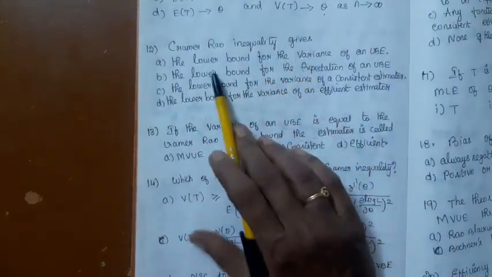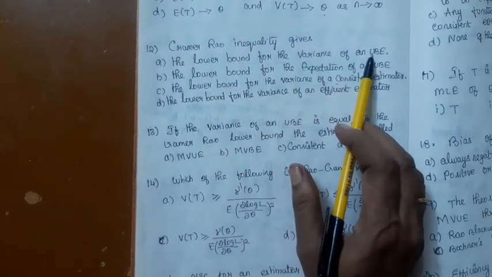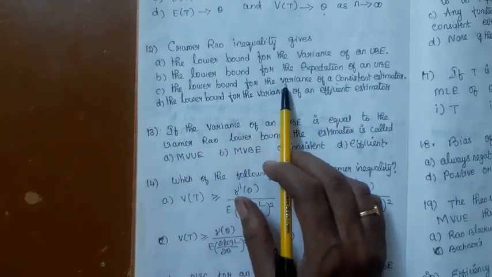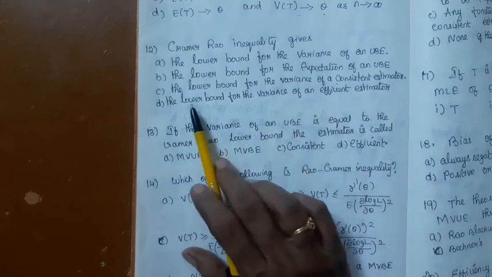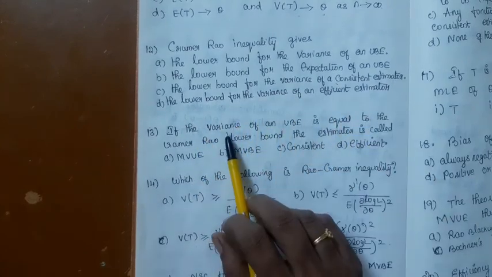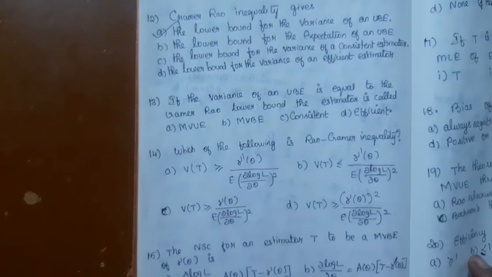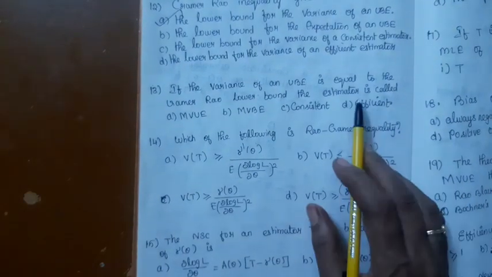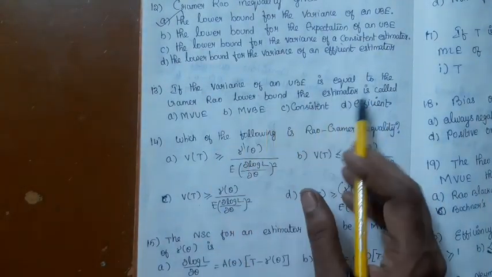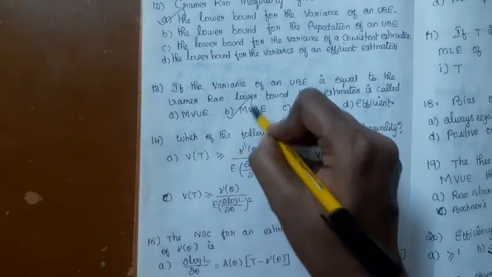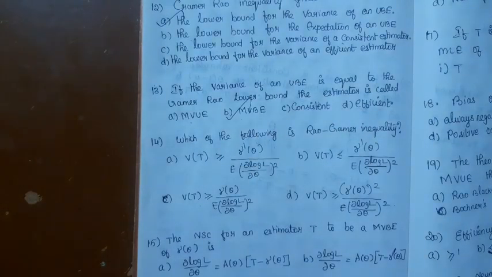Cramer-Rao inequality gives the lower bound for which of the following: the variance of an unbiased estimator, the expectation of an unbiased estimator, the variance of a consistent estimator, or the variance of an efficient estimator? It gives the lower bound for the variance of an unbiased estimator. If the variance of an unbiased estimator is equal to the Cramer-Rao lower bound, is the estimator called minimum variance unbiased? No. Minimum variance bound estimator? Yes. If the variance of an unbiased estimator is equal to the Cramer-Rao lower bound, then the estimator is called a minimum variance bound estimator.